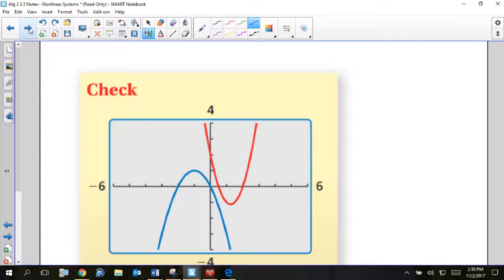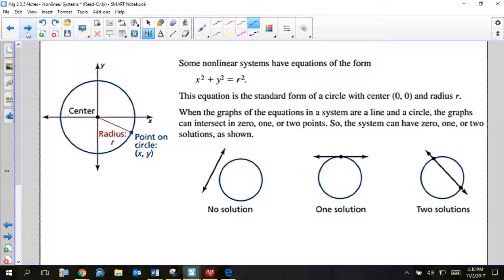Okay, can we go to this page here? Because we're going to actually do stuff with circles too. I hate circles so much. Oh, stop. It's life. Circles are very important in math.